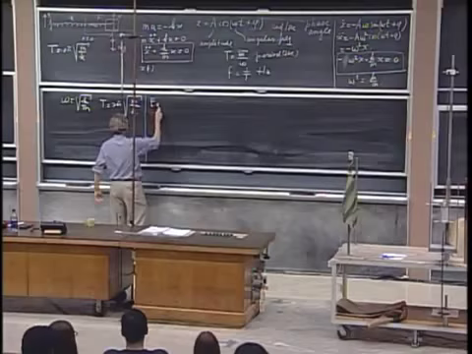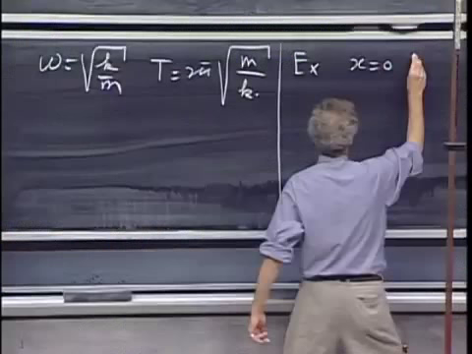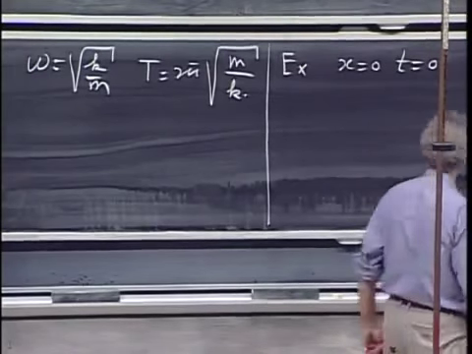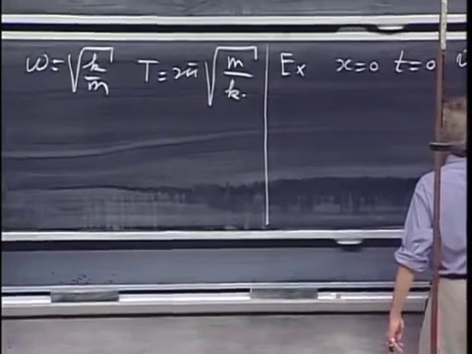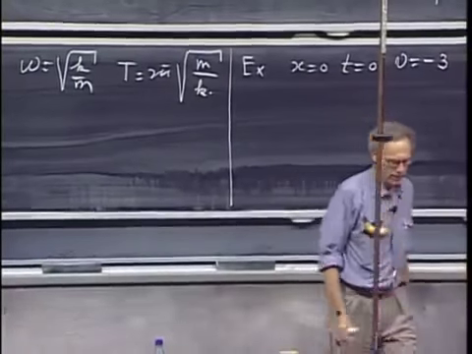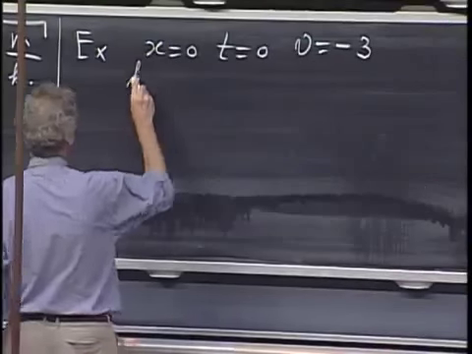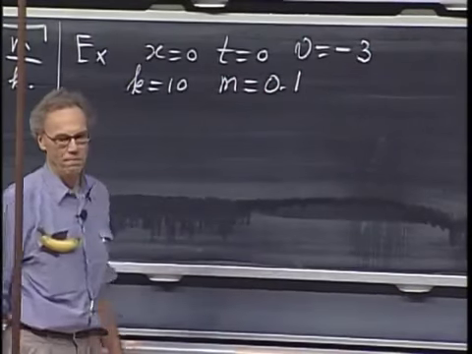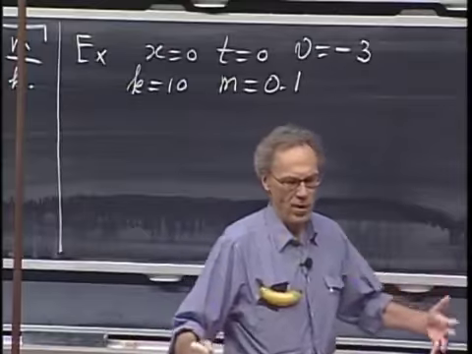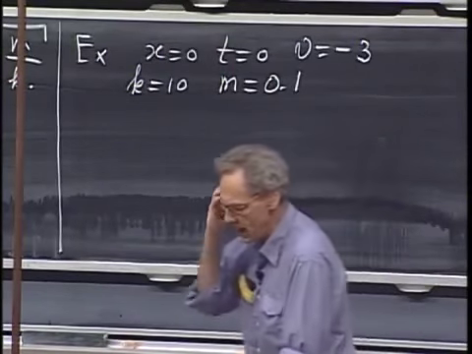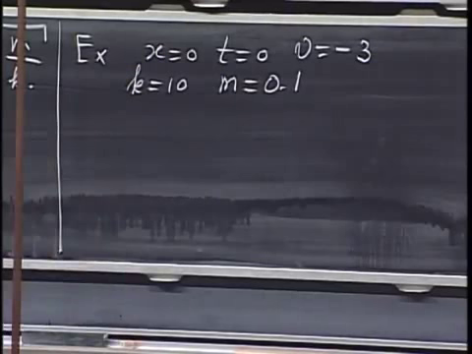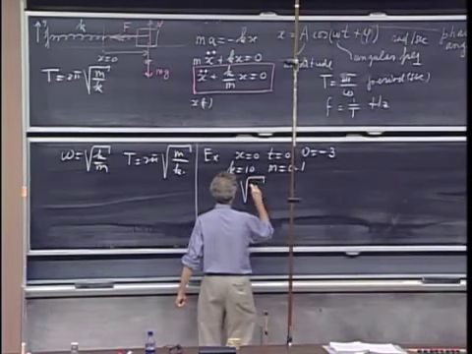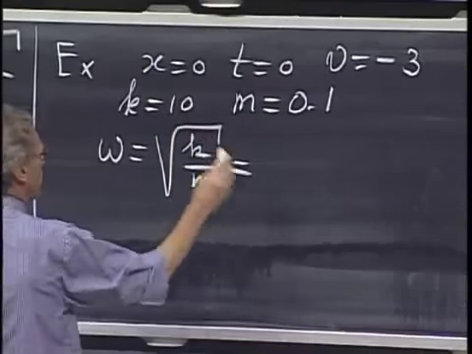So in this example, I release the object at x equals 0, at t equals 0. So I release it at the equilibrium. At that moment in time, I give it a velocity which is minus 3 meters per second. My units are always in MKS units. The spring constant k equals 10 newtons per meter, and the mass of the object is 0.1 kilogram. And now I can ask you, what now is x as a function of time, including the amplitude A, including the phase angle phi? Well, let's first calculate omega. That is the square root of k over m. That would be 10 radians per second.